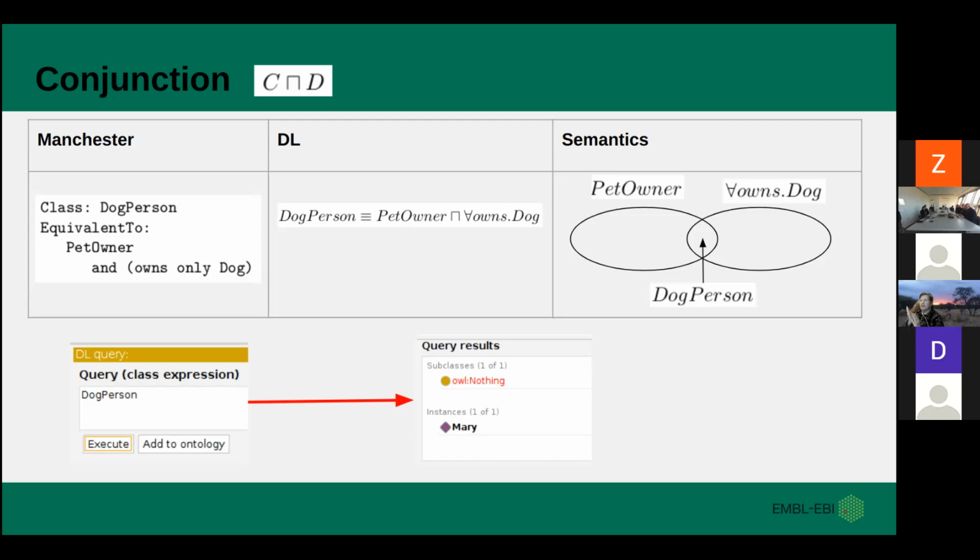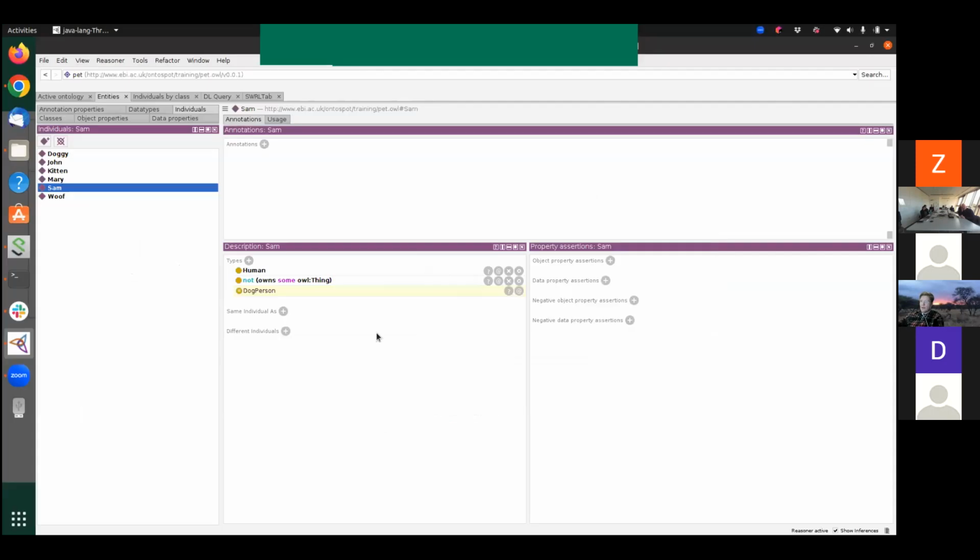Okay, so let's say we don't like our definition of a dog person that only owns dogs and then ends up not having a dog. The way we can address this is by saying that our dog person is actually a pet owner and it owns only dogs. And then you use this conjunction.